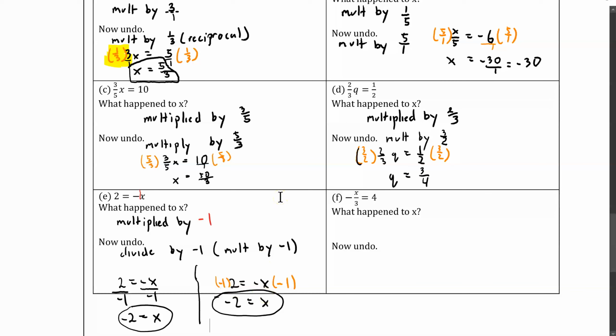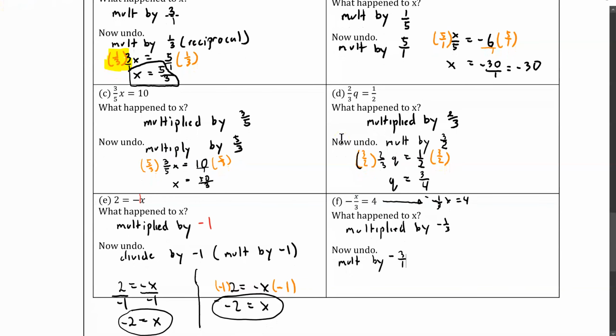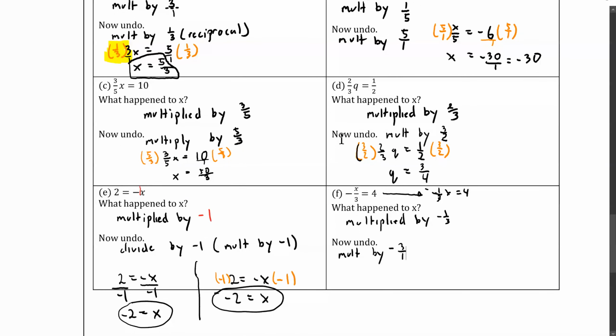And lastly, we have f, -x/3 equals 4. So what's happening here is, if I rewrite the problem so that it's -1/3 x equals 4, we can see that x is being multiplied by -1/3. So what is the inverse? Well, the inverse is to then multiply by 3/1 with the negative sign in the front. So notice, for the purposes of reciprocals, whatever the sign the original number has, the reciprocal has the same exact sign.